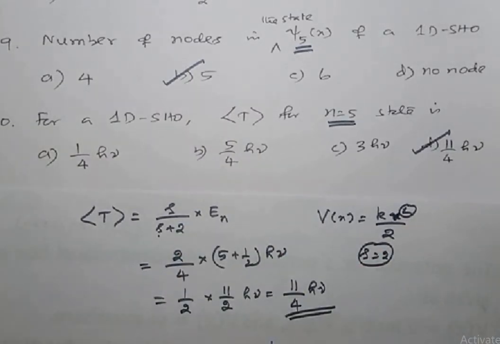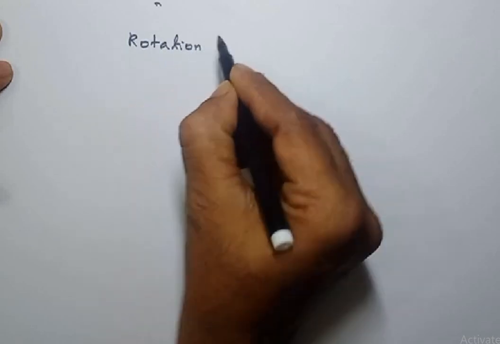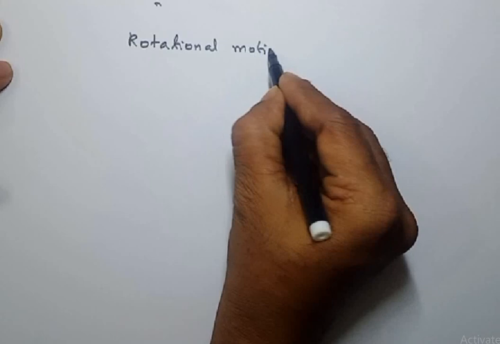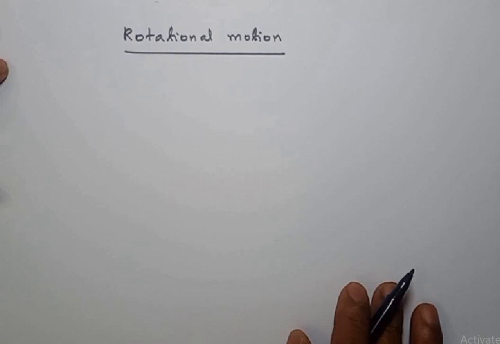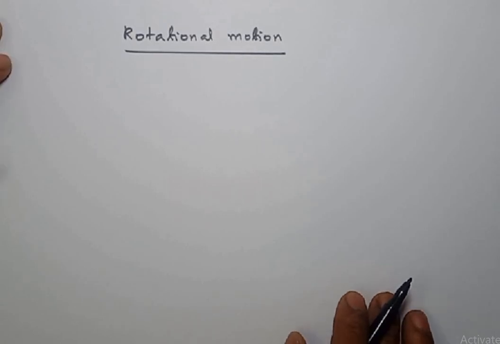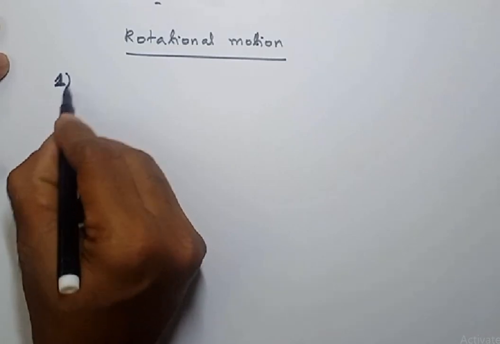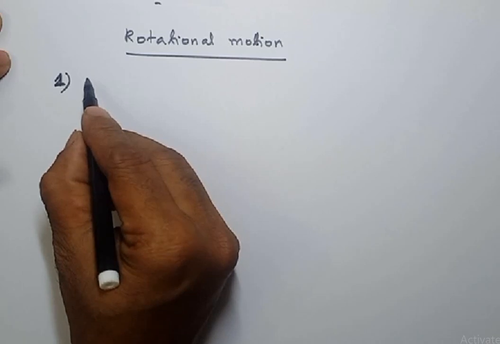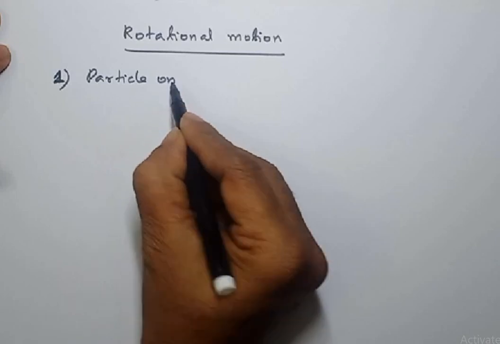Okay, take it. We have already completed translational motion and vibrational motion. Now we will discuss rotational motion. Observe carefully. In rotational motion, we have 4 systems. Number 1, particle on a ring.